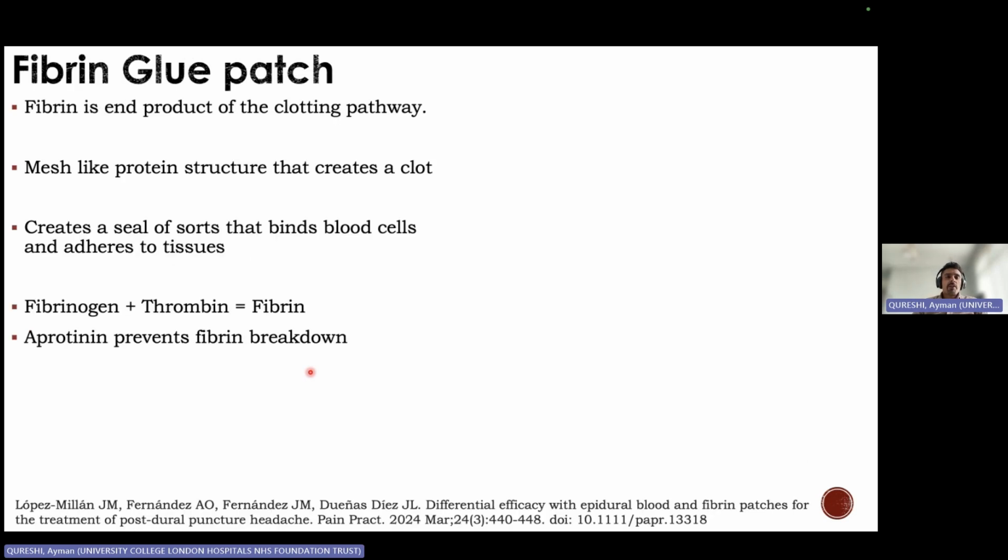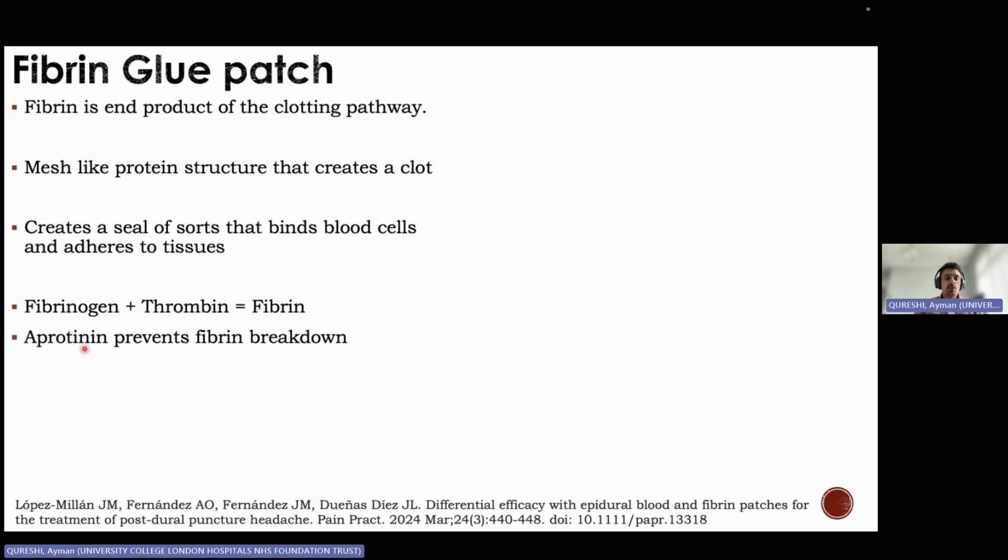So moving on to fibrin glue patching. What is fibrin? Fibrin is the end product of the clotting pathway. So, when there's an injury or when there's a cut, the blood needs to form a clot. And that clot is basically a combination of blood cells that's bound together by a structure called fibrin. At the end of that clotting cascade, you get fibrinogen and thrombin, which are clotting factors that will combine to form fibrin. And this is really just like a mesh that binds these things together. It's like a seal. It's a natural seal.